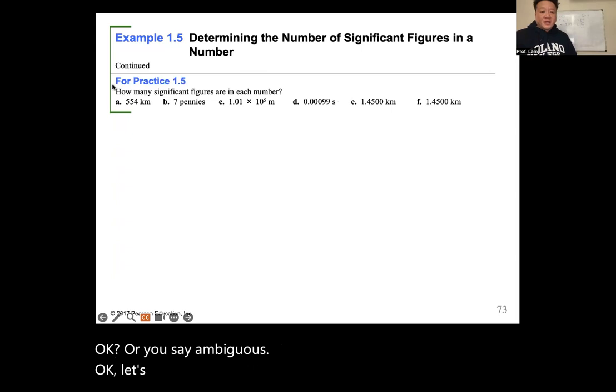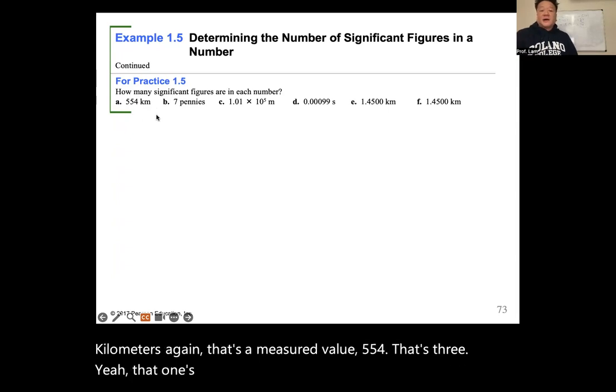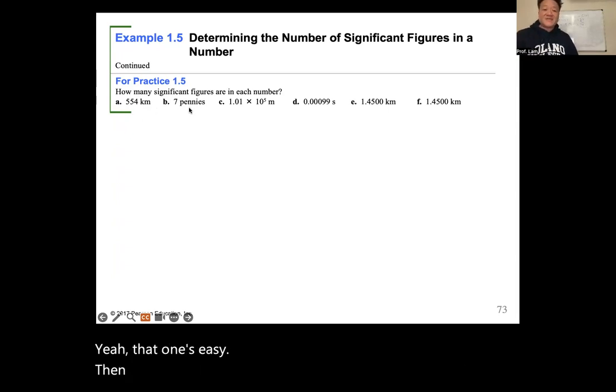Okay, let's keep going. This other practice problem: 554 kilometers. Kilometers, again, that's a measured value. 554, that's 3. Yeah, that one's easy. Then B, 7 pennies.